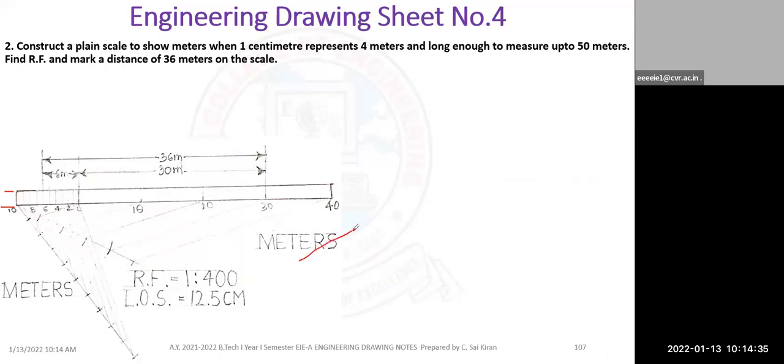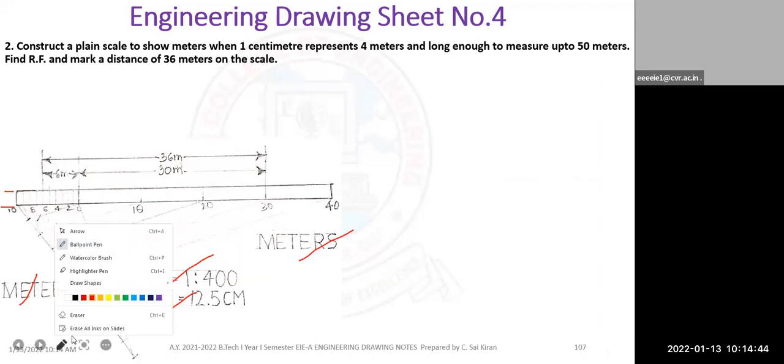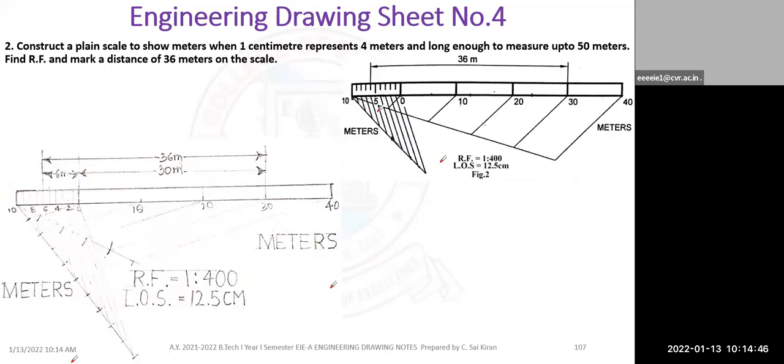The main unit is meters, and the subunit is also in meters. Mention the RF value, mention the LOS value. So 36 meters, the total is 36 meters. And this is the textbook figure.